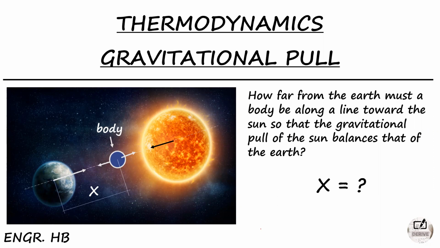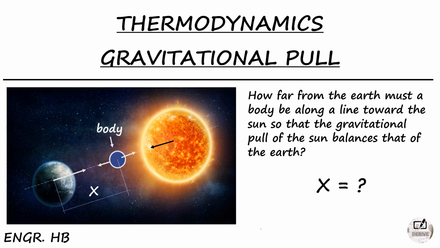So based on the figure, we will notice that we are going to find this x. So ano daw ba yung x na ito? Sabi sa problem, how far from the earth must a body be along a line toward the sun so that the gravitational pull of the sun balances that of the earth. So it is all about the gravitational pull between the sun and the earth.